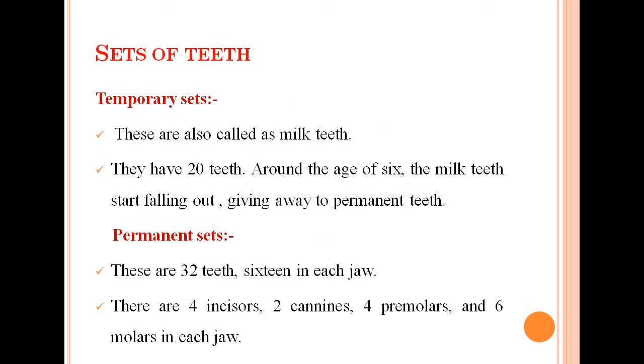Now we are moving towards the sets of the teeth. We have 2 sets of teeth. Humans develop 2 sets of teeth in their lifetime: the temporary set and the permanent set. The temporary set has 20 teeth. They are also called milk teeth. Around the age of 6, the milk teeth start falling out, giving way to permanent teeth.